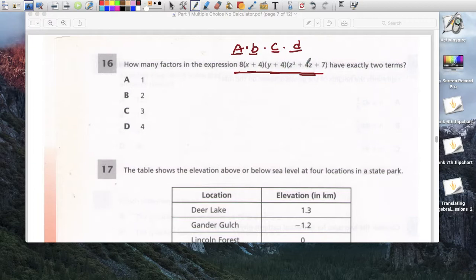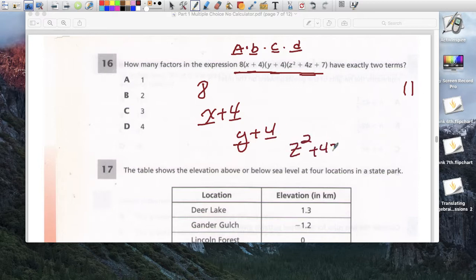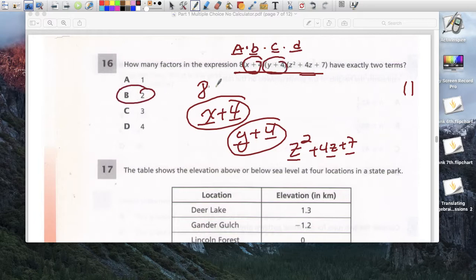Okay. Now, how many of these factors have two terms? Well, the 8 is one term, so that doesn't count. x plus 4, does this have two terms? Yes, 1, 2. That's 1 already. y plus 4, does that have two terms? 1, 2. That's 2 already. z squared plus 4z plus 7, does this expression have two terms? No, it has 1, 2, 3. So the factors that have two terms are this one and this one. So we have 2. Remember, terms are separated by either an addition sign or a subtraction sign. So it's x, comma, 4, y, comma, 4, if you want to think of it like a list that you're making, separating the items.